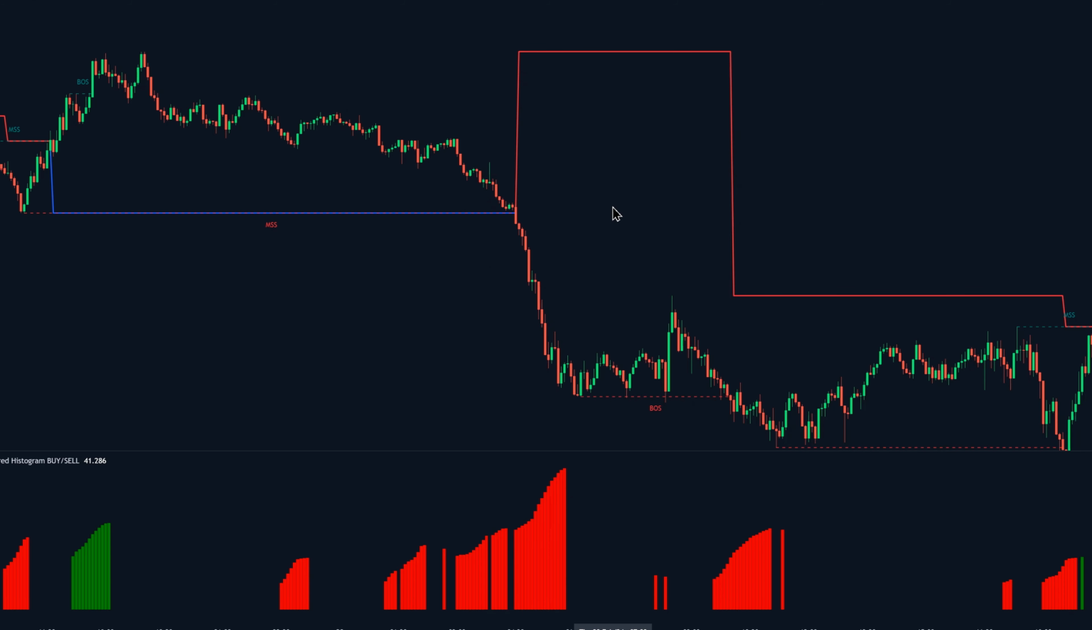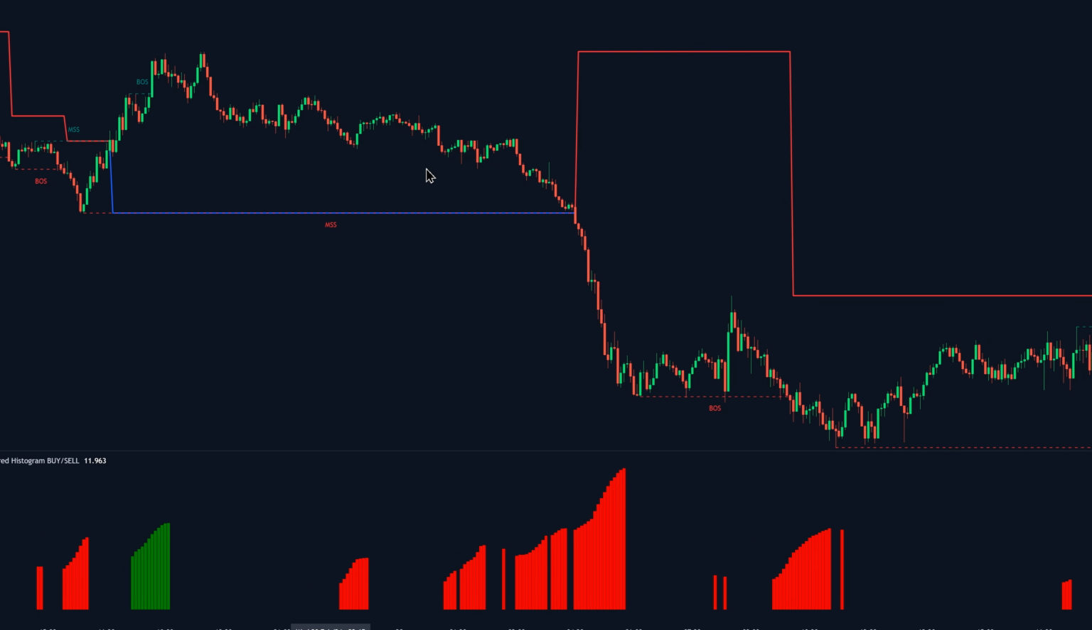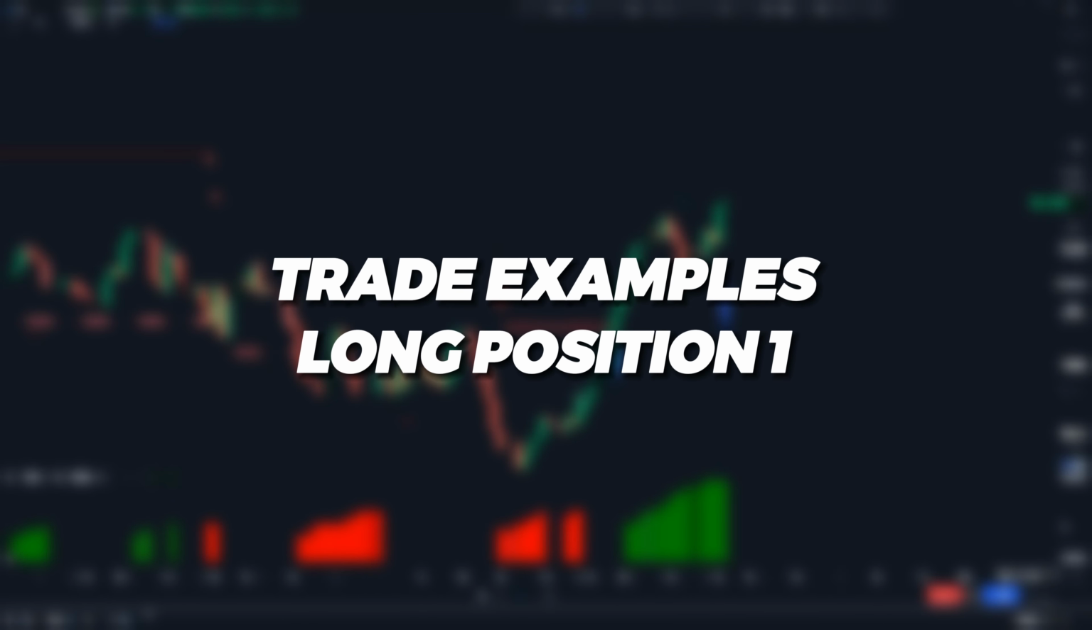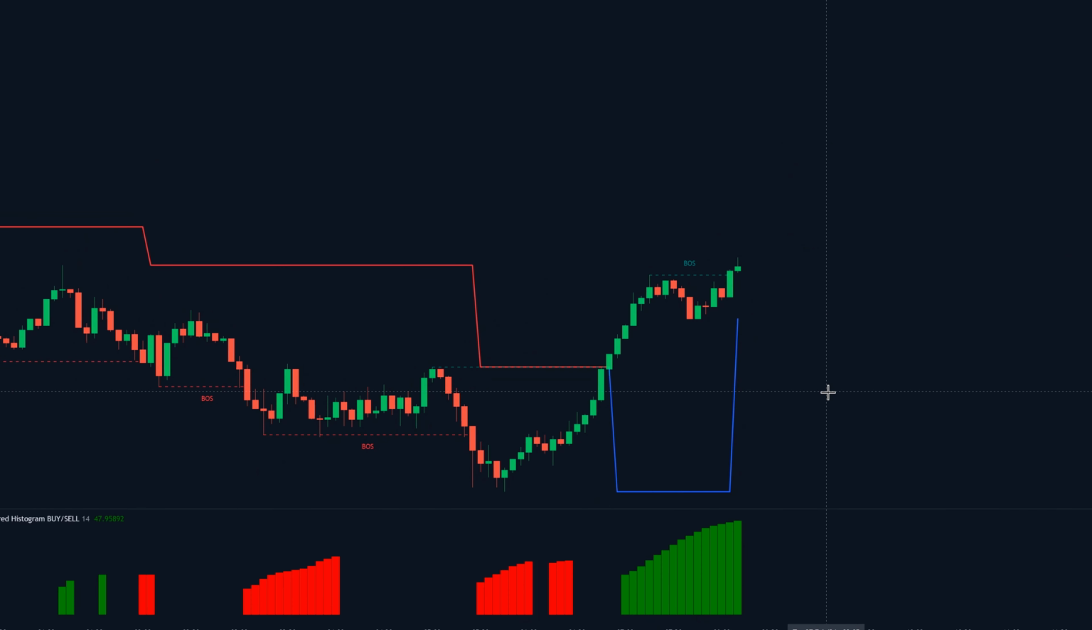Now, how do we take long and short positions using these two indicators that we have here? Well, let me show you. To take a long trade, the first condition is to identify a bullish break of structure, also known as a bullish BOS. For that, we just use the protected highs and lows indicator.